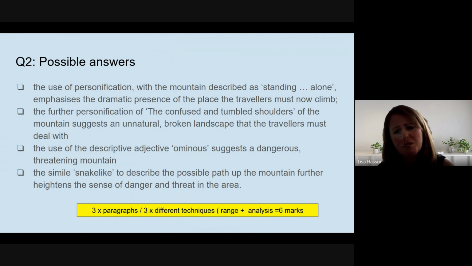The use of descriptive adjectives. Ominous, for example, describes a dangerous and threatening mountain. So talk about what the word ominous means, what you understand by that. And then one of my favorites here, the simile snake-like to describe the possible path up the mountain further heightens the sense of danger and threat in the area.